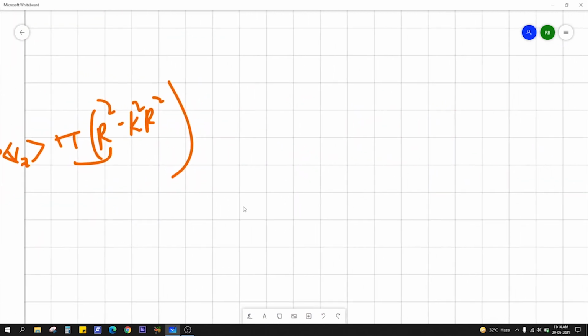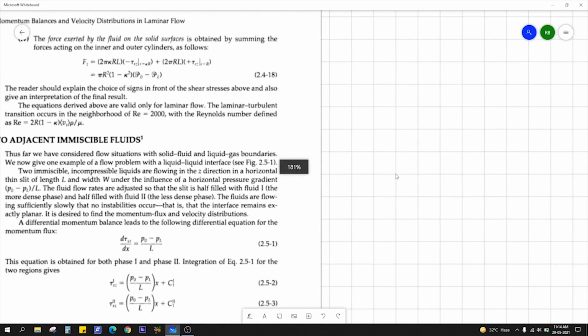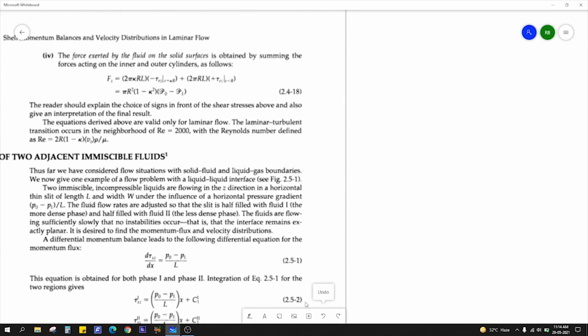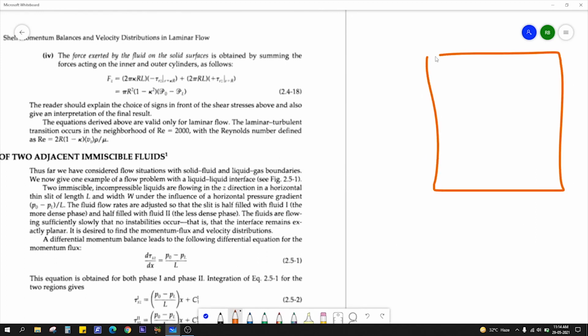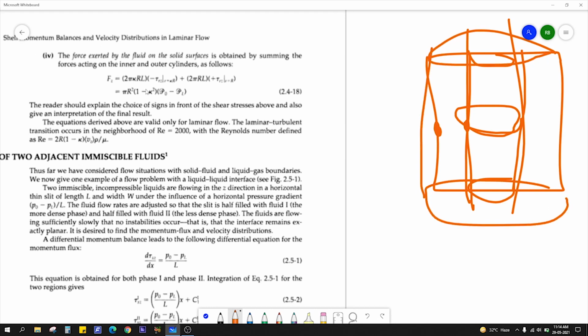Okay, the next term you have to calculate is the force. The force exerted by the fluid on the solid surfaces. Remember, we have two solid surfaces here, one here and one here. What is the total surface area? This curved surface area. You can see this is a cylinder, so the curved surface area here and the curved surface here. So you just have to multiply. Before that, we take the inner wall. The force is nothing but shear stress into area, because you know the formula.